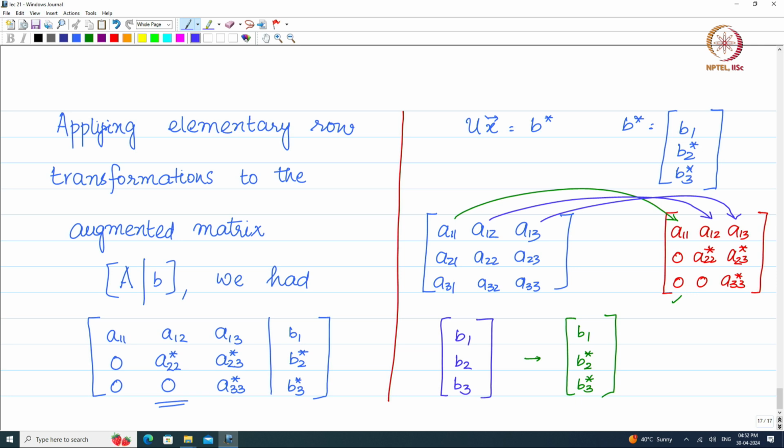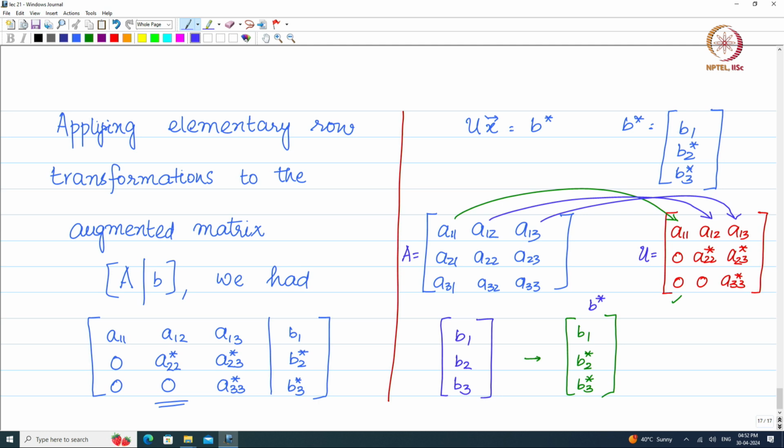Therefore, we want to look at this B vector or the B star vector, which is B1, B2 star, B3 star, and see whether we can write this B star vector as a linear combination of these three vectors in this U matrix. This is my U matrix and that is my A matrix. I am sorry, this is the matrix A, and that is the matrix U. So, where have we gone? We have come from the matrix A to the matrix U through the series of elementary row operations.